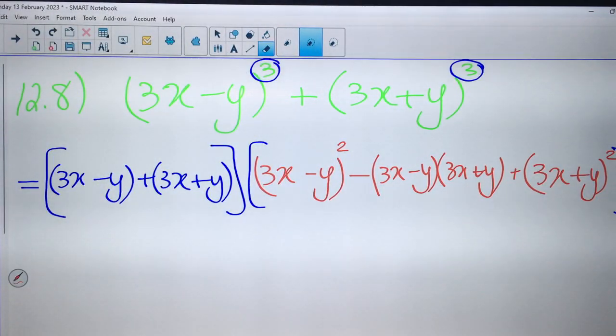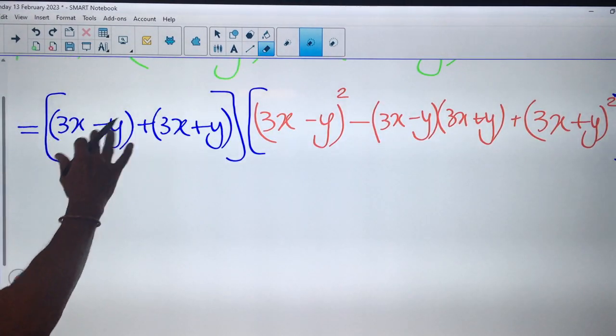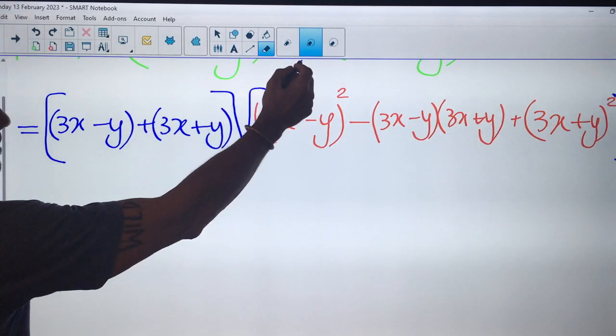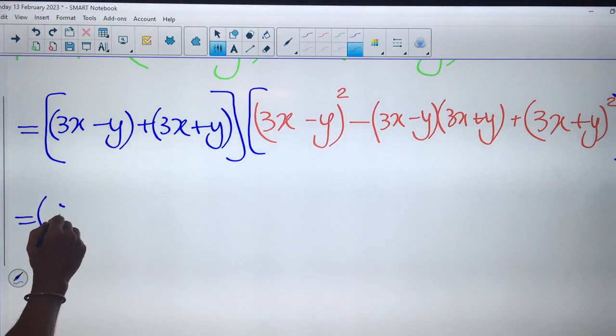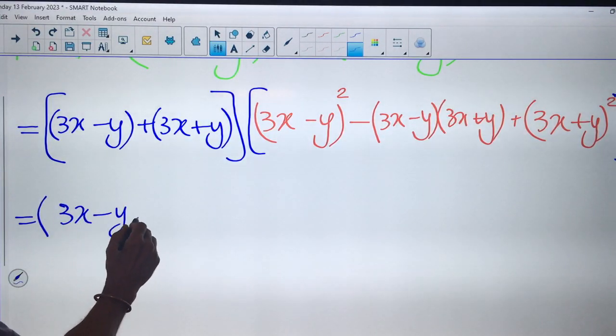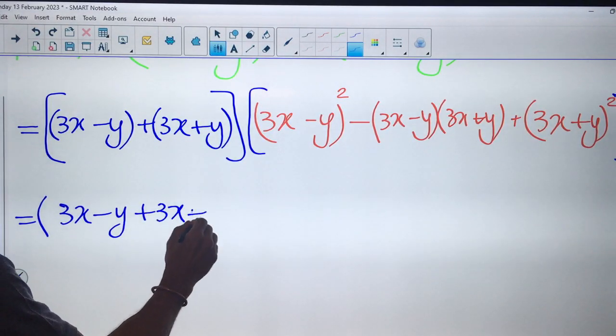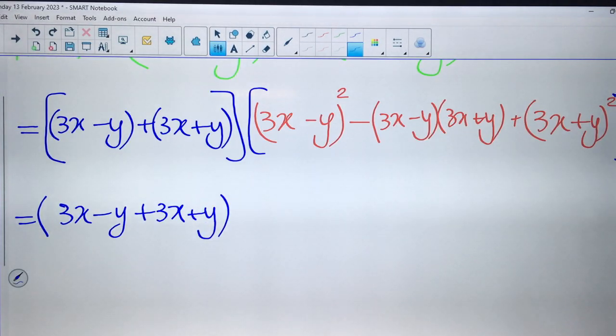Can you see why this would also be considered a level 4 question? Because it's so easy to get confused here. Now we have to simplify each one. I'm going to simplify the blue one first. So this is 3x minus y plus 3x plus y. I'm just removing the brackets on the inside.